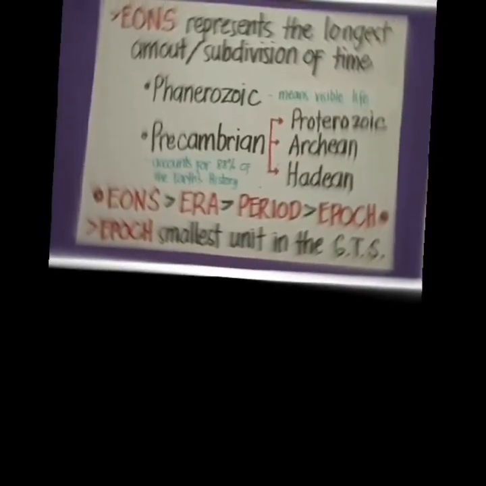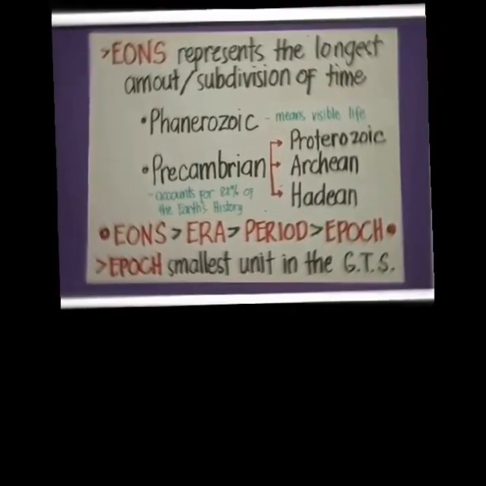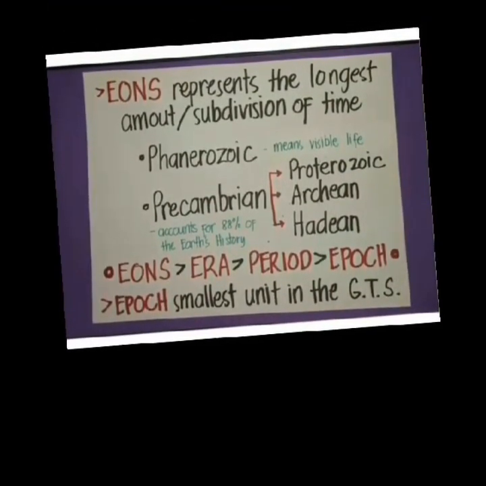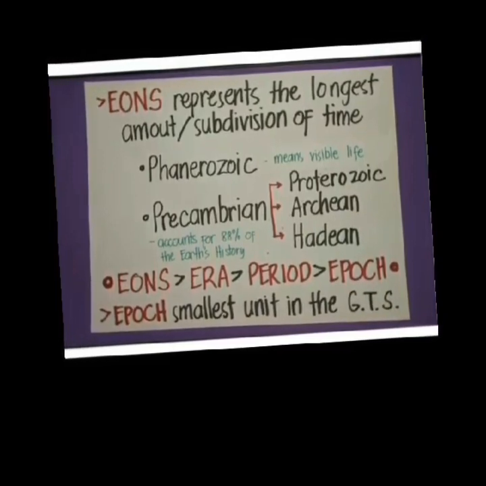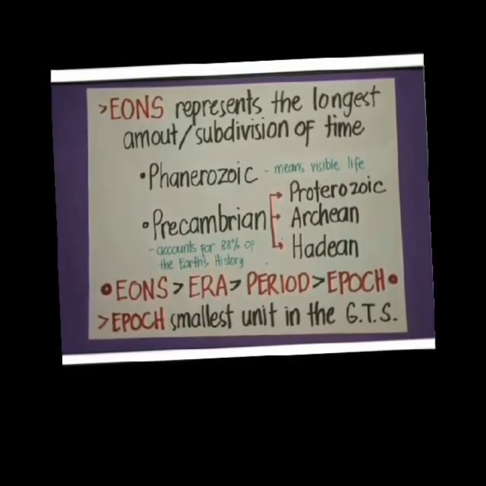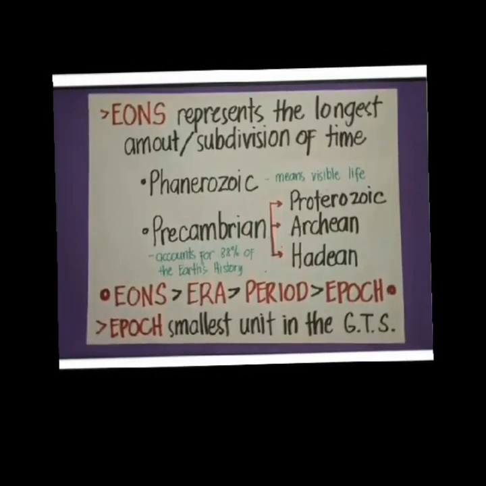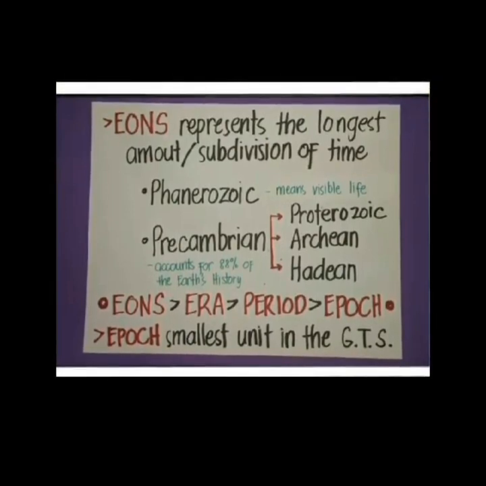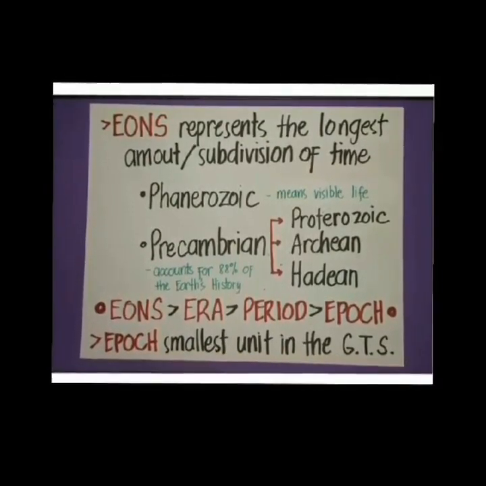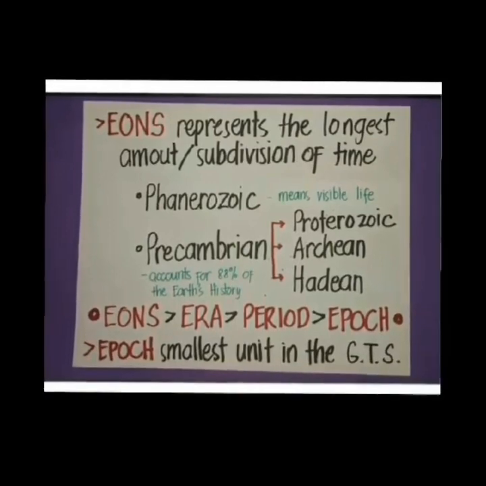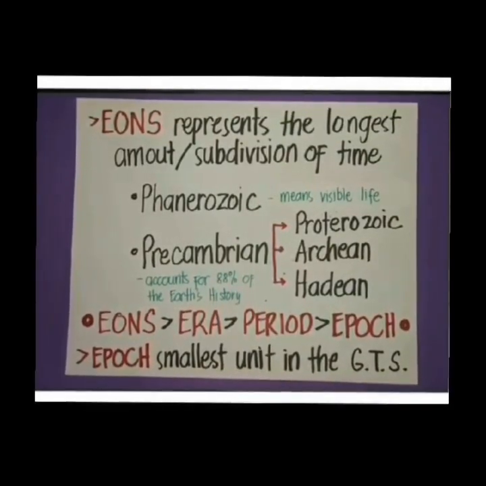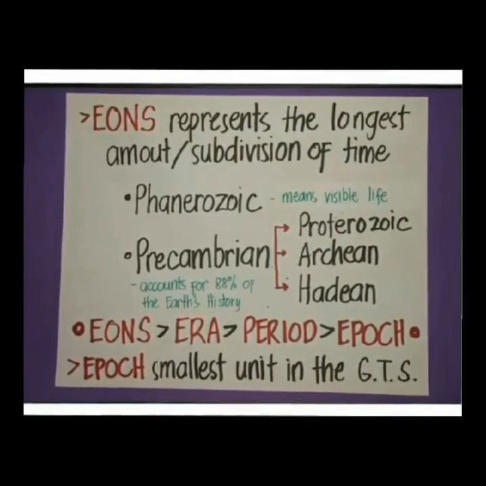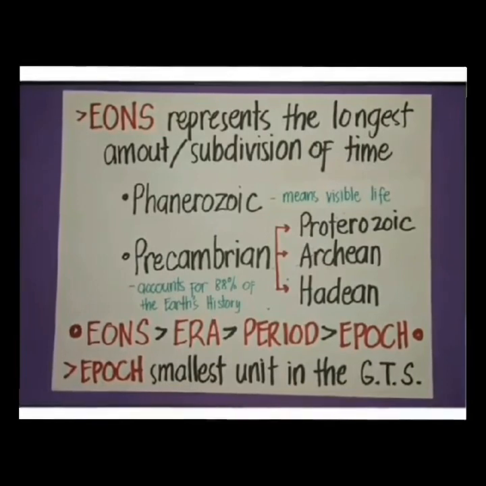So, may iba't ibang division. Merong major, may subdivision ng geologic time scale. Ang pinakamalaking division ng time is called aeons. So, it represents the longest subdivision of time. At ang pinakamaliit naman ay ang epoch. It is the smallest unit in the geologic time scale. So in terms of the longest and the shortest, aeons yung pinakamalaki or mahaba na subdivided into era, and the era is subdivided into period, and yun nga yung pinakamaliit is epoch.